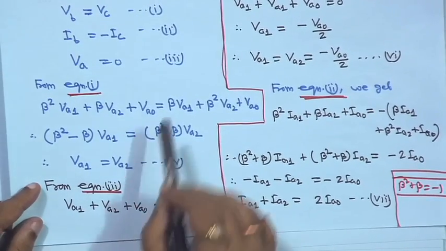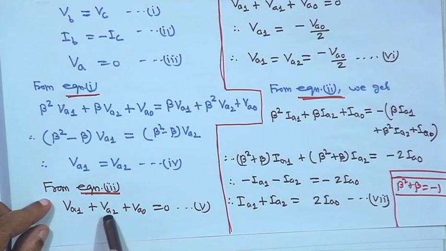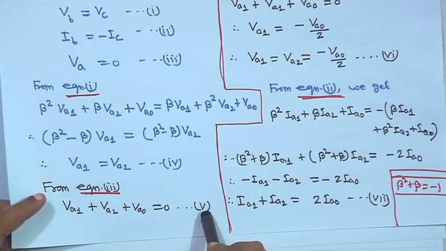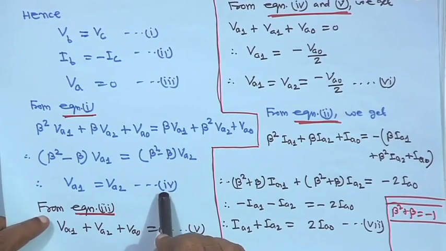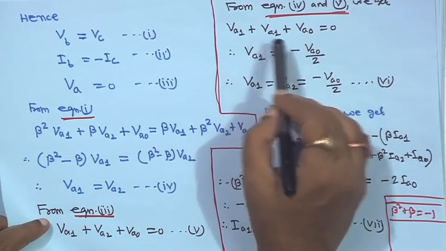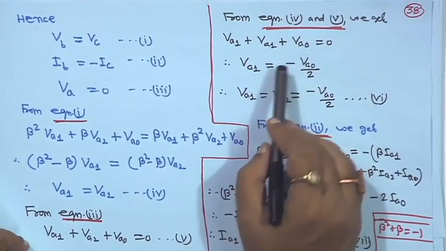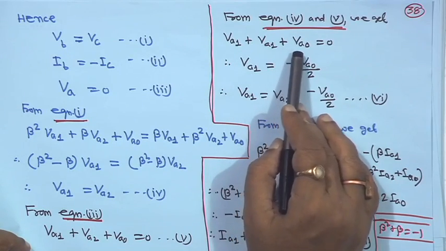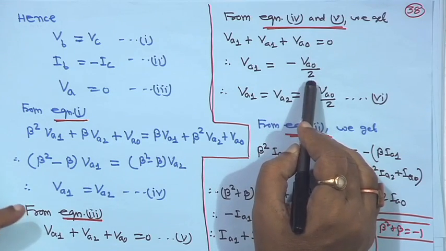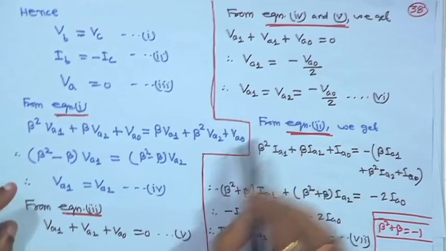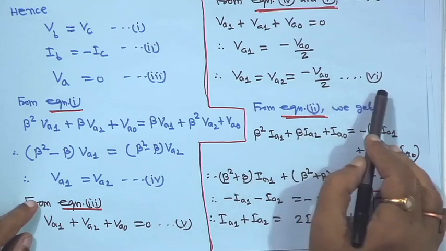And again from equation 3, V A is equal to 0, that means V A 1 plus V A 2 plus V A 0 is equal to 0. So, this is equation 4. From equation 4 and 5, V A 1 is equal to V A 2. If you substitute V A 2 is equal to V A 1 in this equation, then it will be V A 1 plus V A 1 plus V A 0 is equal to 0, that means V A 1 will be equal to minus V A 0 upon 2. So, V A 1 is equal to V A 2 is equal to minus V A 0 upon 2, this is equation 6.